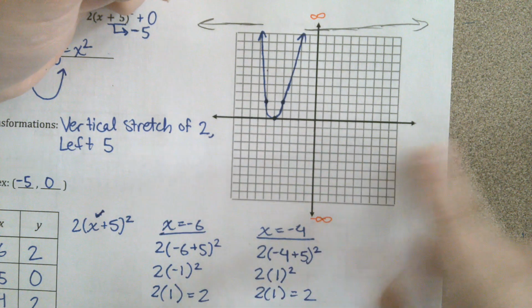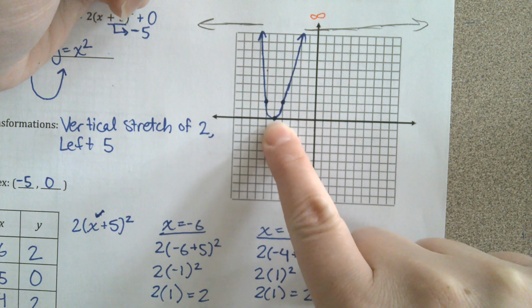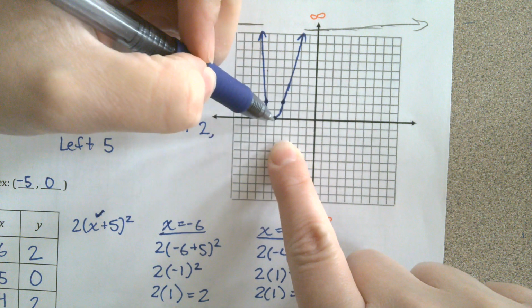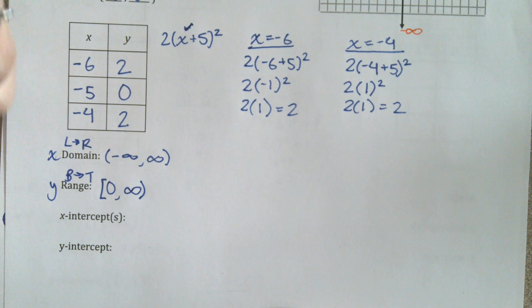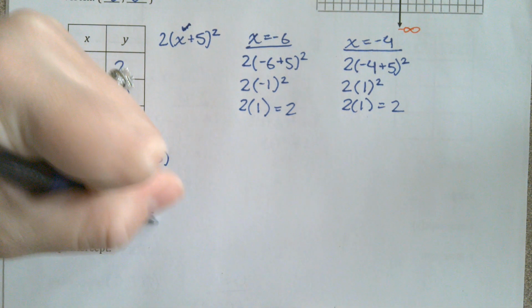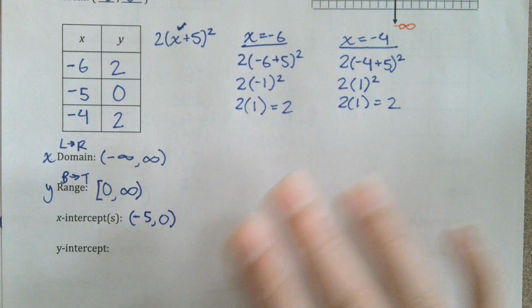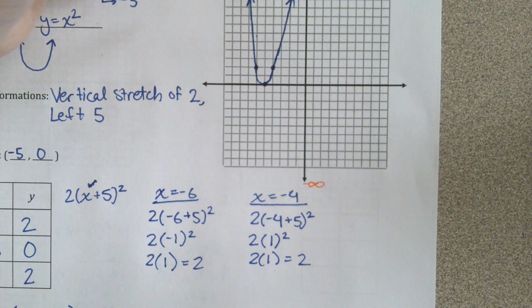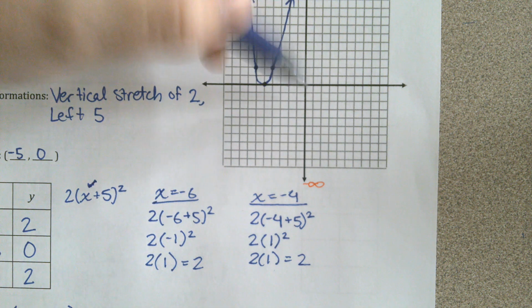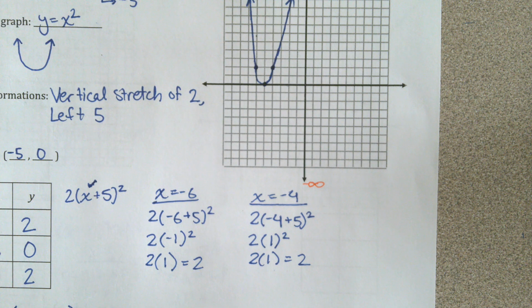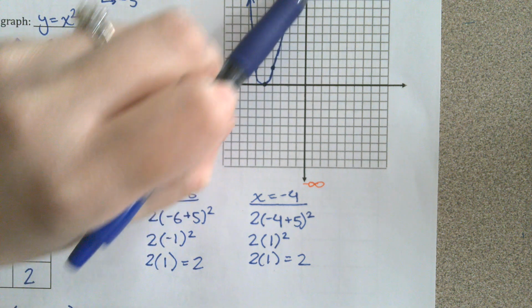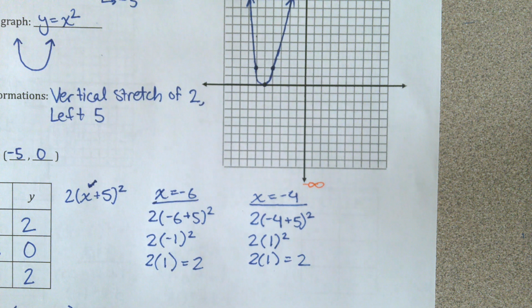X-intercept. We can actually clearly see this one. It sits right on the x-intercept at negative 5, 0. And that's the only one. Y-intercept. Again, we have a situation here where we can't see exactly where that is, but we can very clearly see this line will eventually head there and cross this axis.